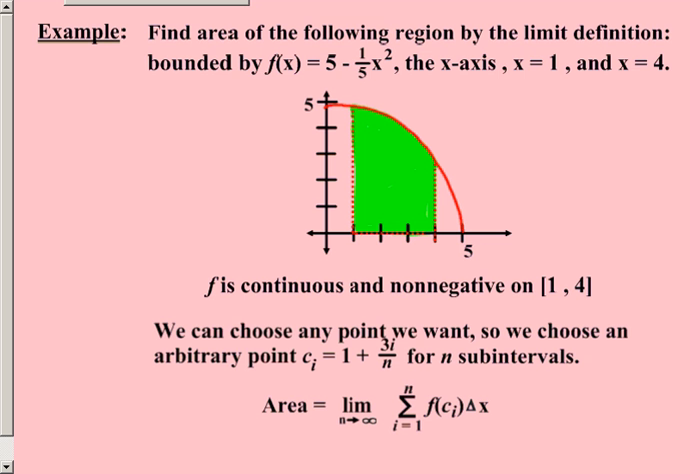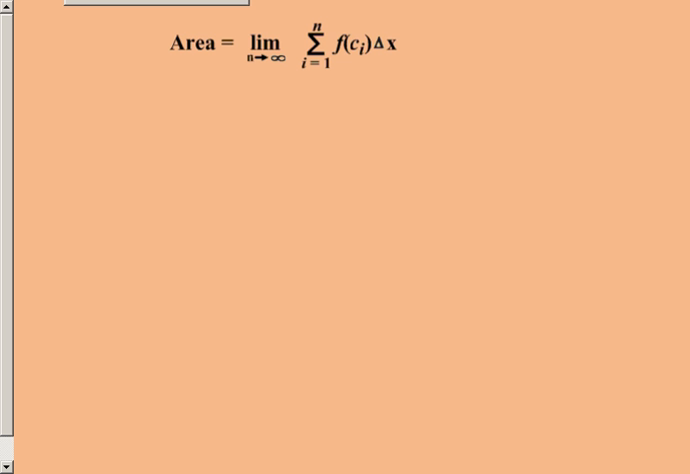Okay, so again, there is our limit definition. The area is going to equal the limit as n goes to infinity of the summation as i goes from 1 to n of f of c sub i times delta x. Okay, so here we go. The function 5 minus 1/5 of (1 plus 3i over n) squared, plugging into our original function, and that's going to be multiplied by the width of our interval, which is 3 units, divided by n subintervals.